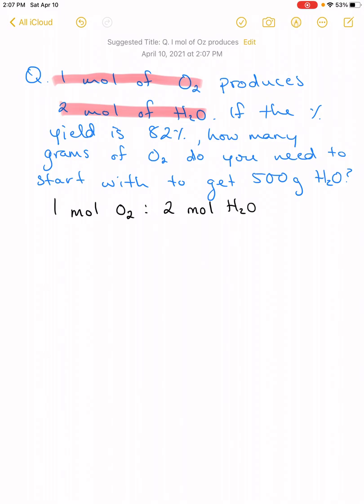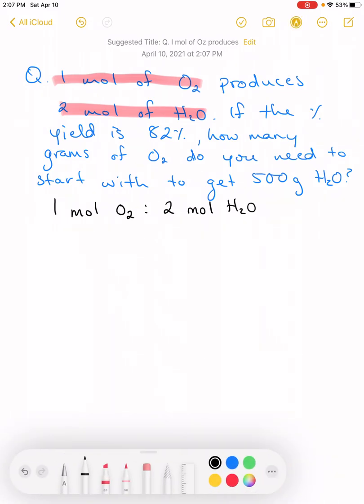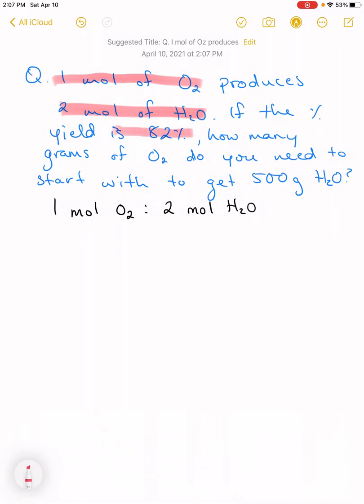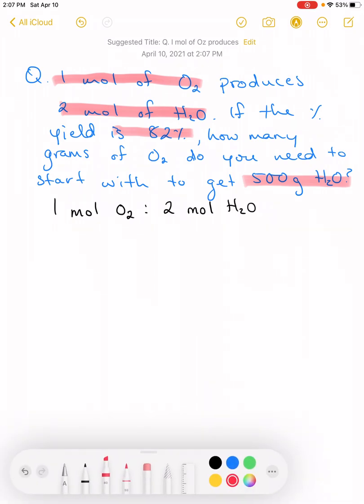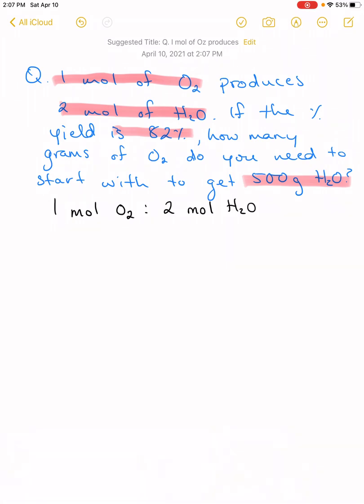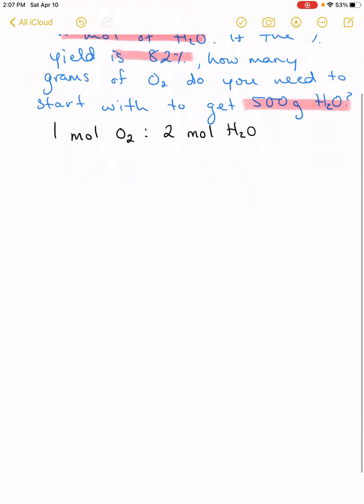All right. So some other important information from the question includes the percentage yield for the reaction and the amount of H2O that we want to end up with. So for this question, we are going to need to get the molar mass of O2 and the molar mass of H2O.